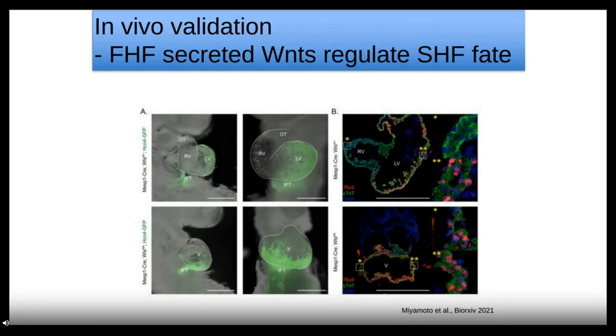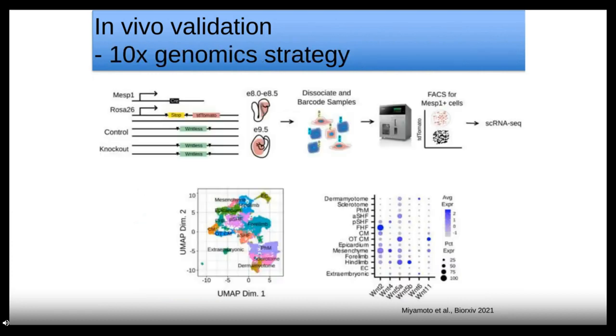So that ties back to what we found in the system, that specification of the second heart field relies on the first heart field to secrete Wnts. So when we don't have the first heart field being able to secrete Wnts, we are not able to induce the second heart field.